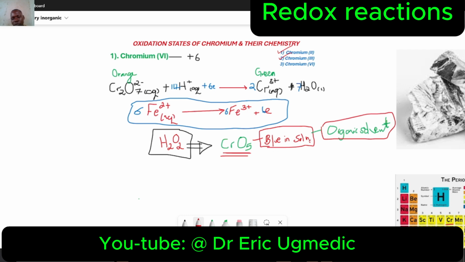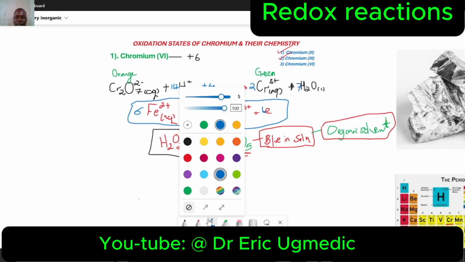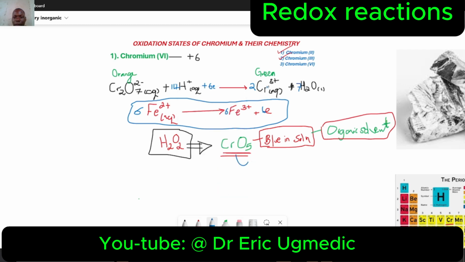Because if you have it in solution and you don't add this organic solvent, you will have the blue decomposing to give you the chromium 3 ions, which will appear green. So you have the blue now turning green. You will just know that the chromium pentoxide has now decomposed back to chromium 3 ions, and then you have oxygen gas as well given off. So that's if you don't add the organic solvents. But normally we shall have the organic solvent added in the lab.